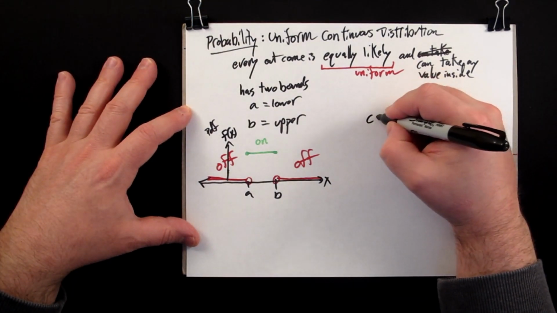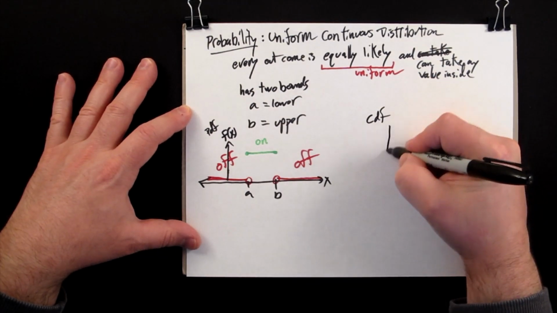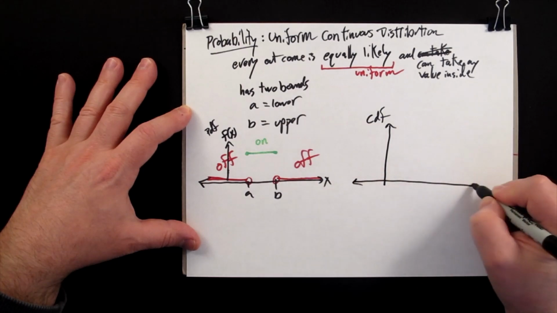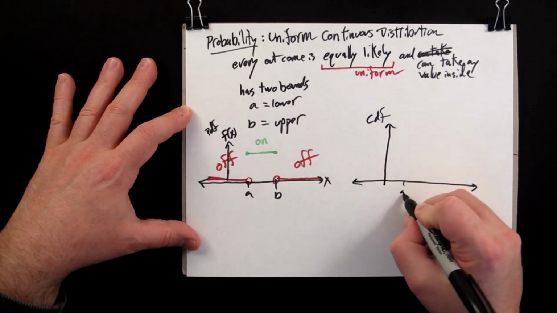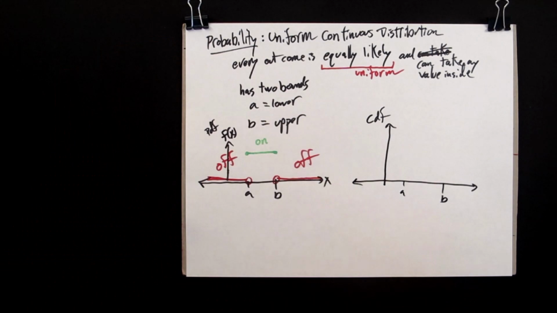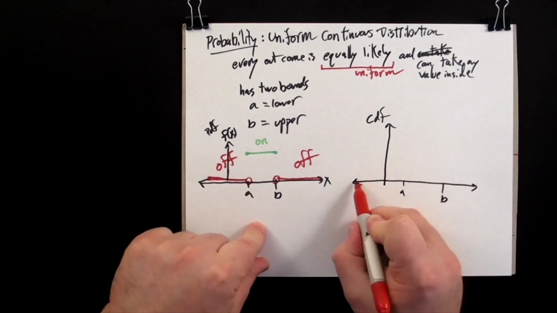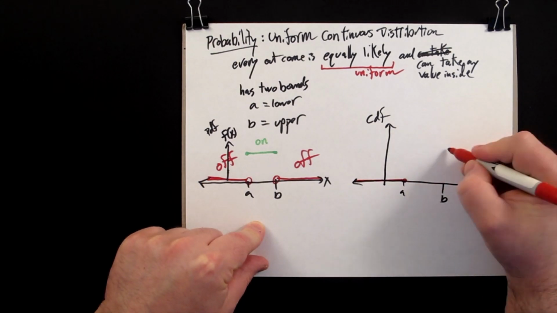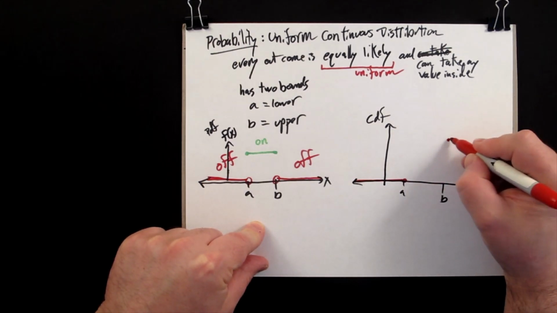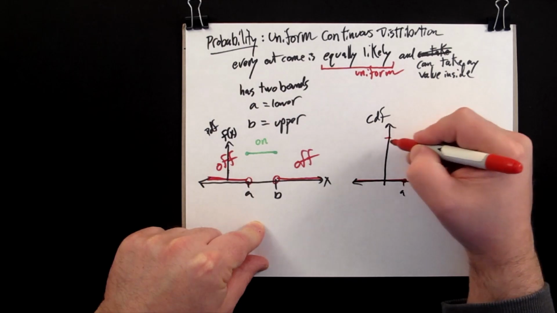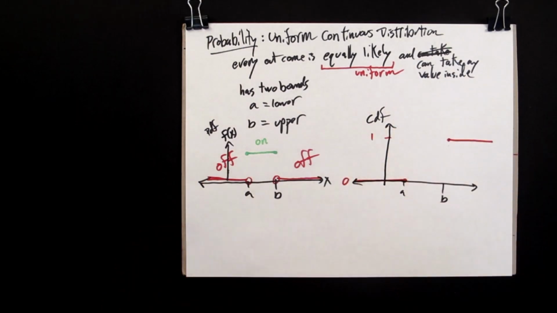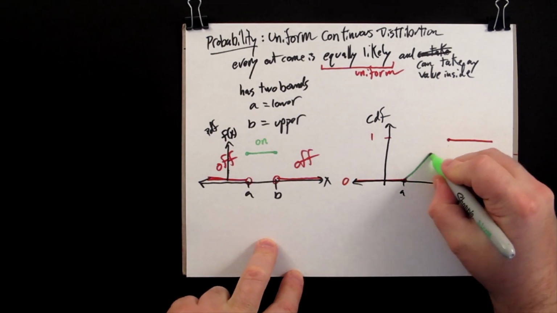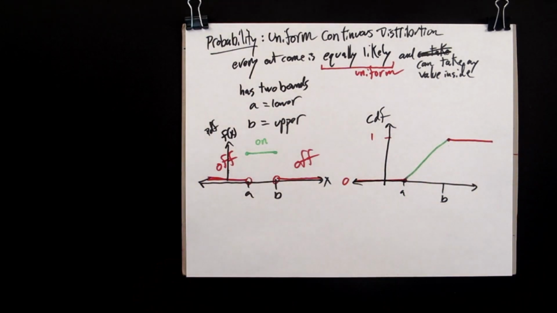Now for the CDF. So this is the cumulative distribution. What we want to have happen with this is it's going to be 0 coming up to A, and then at B it's going to be 1. So this is 1 and this is 0. And in between here, it's going to increase from 0 to 1 with a steady slope.